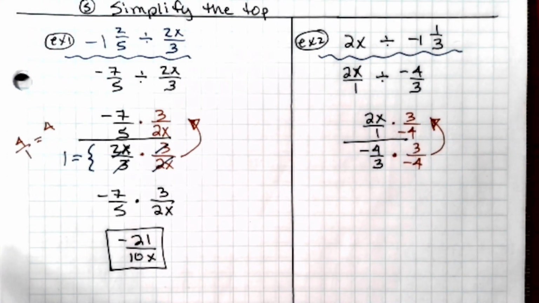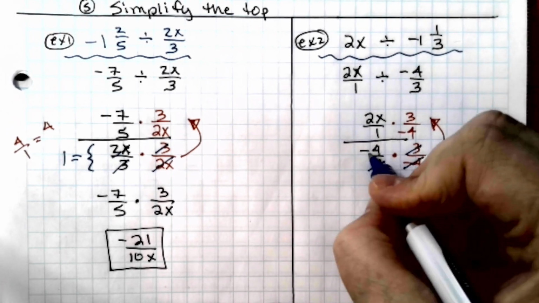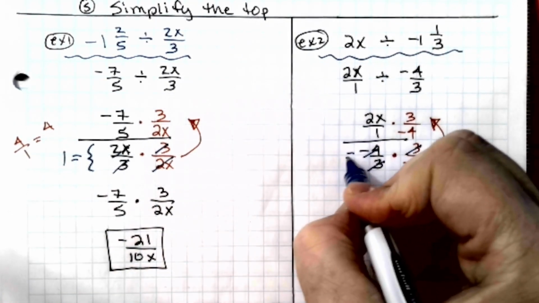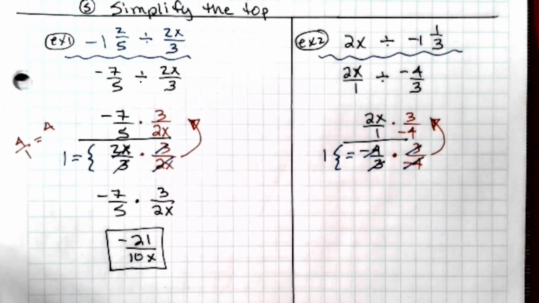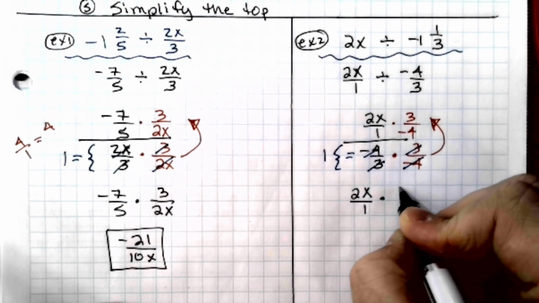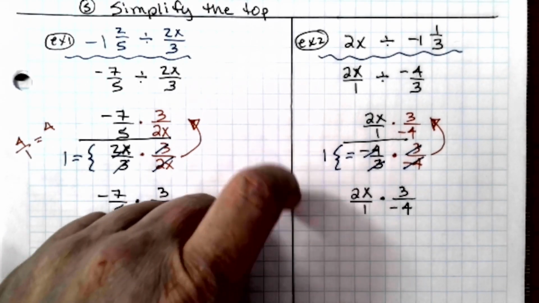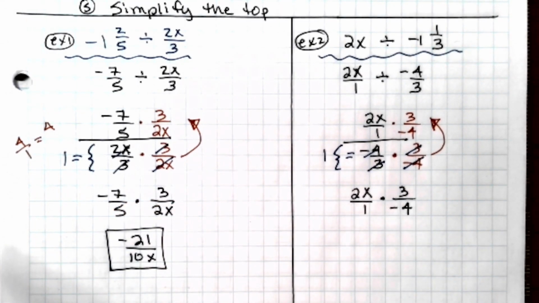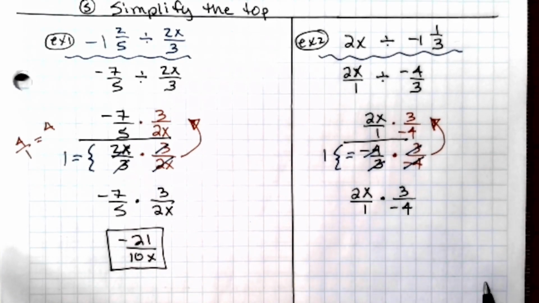On the bottom, when you multiply a number by its reciprocal, everything divides to 1. 3 goes into 3 one time, negative 4 goes into negative 4 one time, and now the entire bottom is just a 1. So you're left with the top. And the top is 2x over 1 times 3 over negative 4. Notice how the 1 helps the numerator and the denominator to line up. Now, just looking at this, I can tell that 2 is an even number and 4 is an even number, so there will be things to reduce.